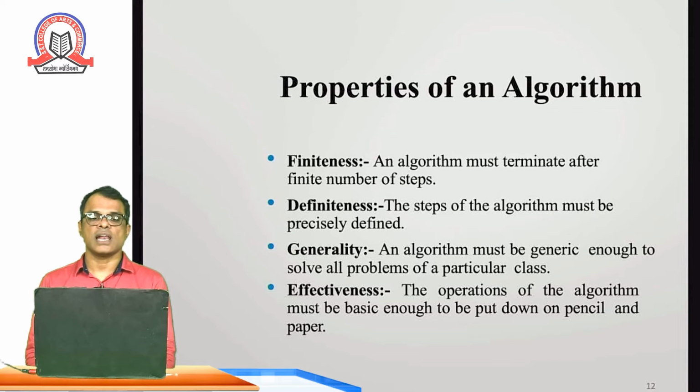Then generality. An algorithm must be generic enough to solve all problems of a particular class. For a particular class, it must solve all the problems. And the last one is effectiveness. The operations of an algorithm must be basic enough to be put down on pencil and paper. So these are the four properties: finiteness, definiteness, generality and effectiveness.